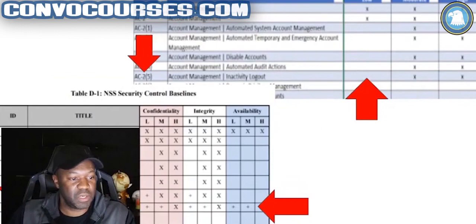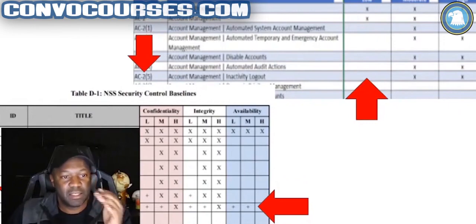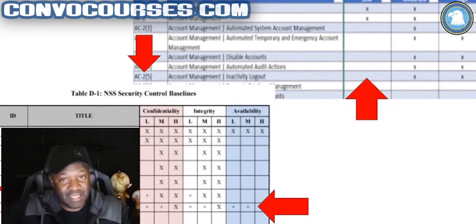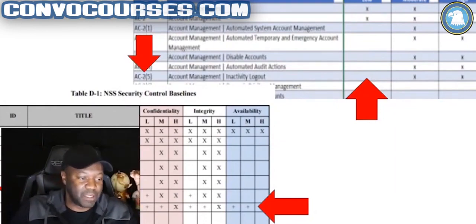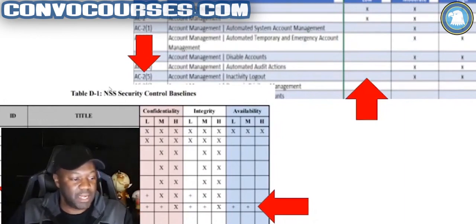Now let me show you an example of what I meant by differences of the security objectives. So I told you that the confidentiality, integrity, and availability is a little bit different when you compare the NIST 800 series standard to the national security systems. Right here, you have the 1253, and we're looking specifically at AC-2(5), right here where the red arrow is pointing. AC-2(5) deals with account management.